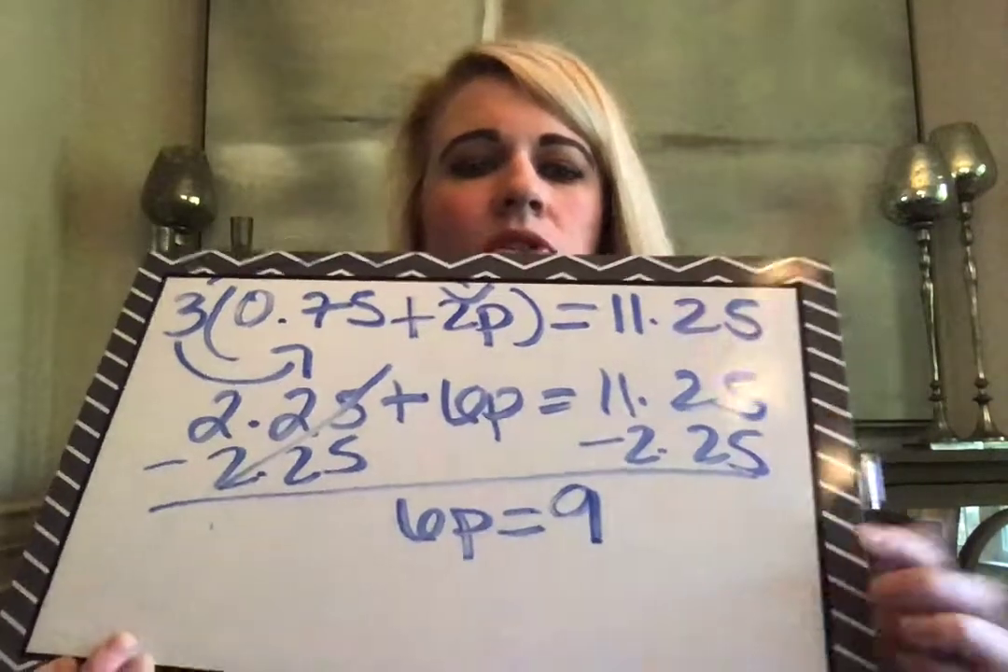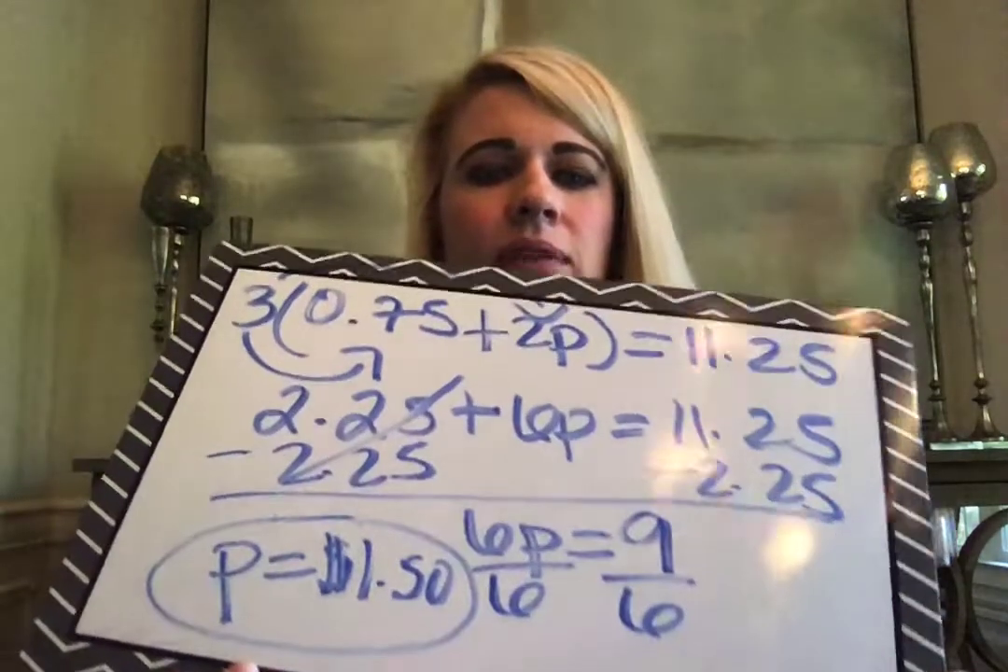Okay, so now we're down to a 1-step equation, so you need to divide both sides by 6. Okay, and P equals 9 divided by 6. And what did you get? You should have gotten 1.5, but since we're dealing with money, you should represent it as $1.50. P equals $1.50.